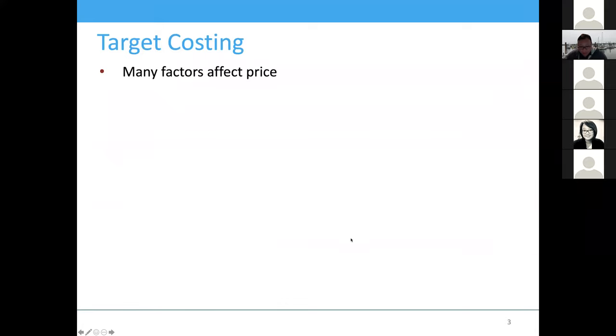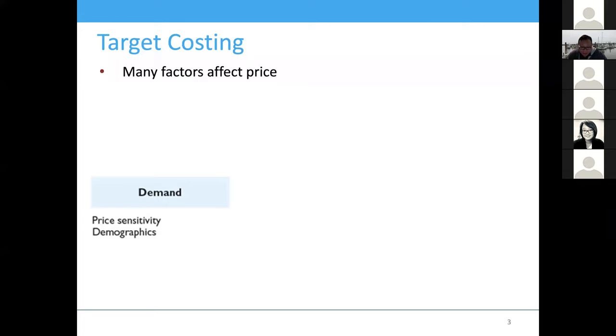So we are talking about target costing, okay? So the idea is, what is the amount of the cost we are targeting, right? We want to keep the cost under control, right? There we set up a target costing. So we start with price, okay? We start with price.